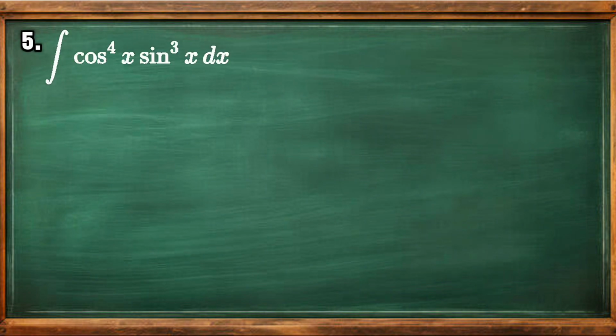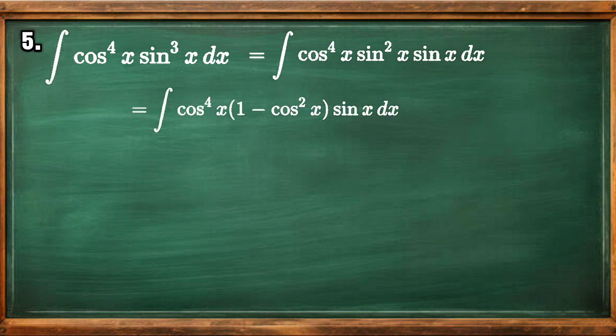To integrate cosine raised to 4 x sine cube x dx, we write sine cube x as sine squared x times sine x, and use the identity sine squared x is equal to 1 minus cosine squared x. The integral becomes the integral of cos raised to 4 x times (1 minus cosine squared x) times sine x dx. Then letting u is equal to cos x, then du is equal to negative sine x dx.